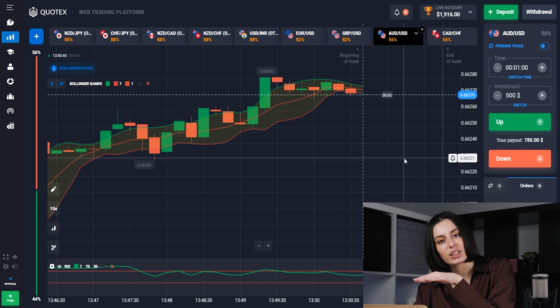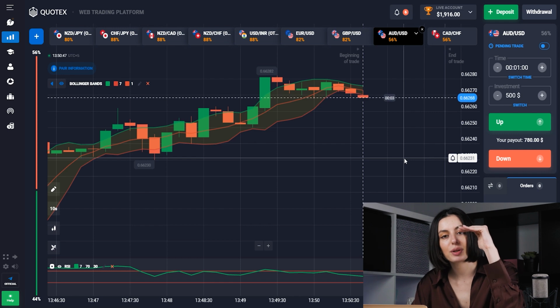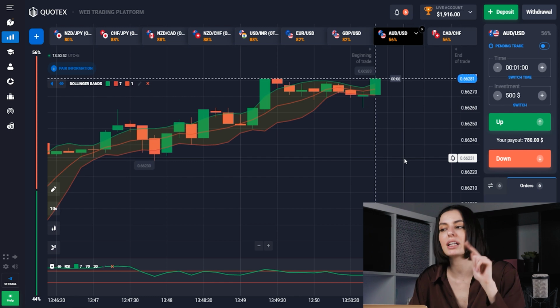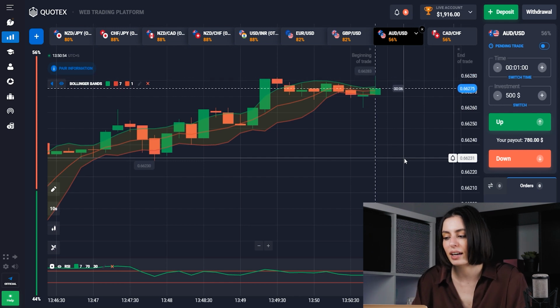We were just flat, but we entered at the highest level, and we were expecting that this is not going to be more than this highest level. So that was actually the correct entry point in that case.